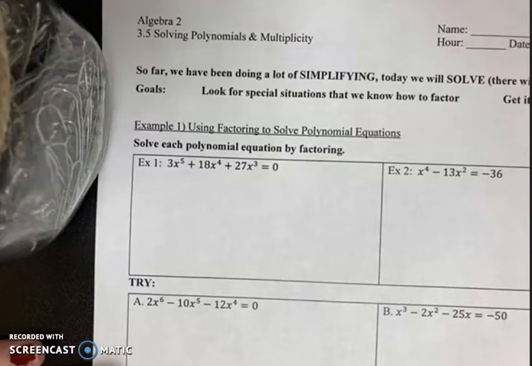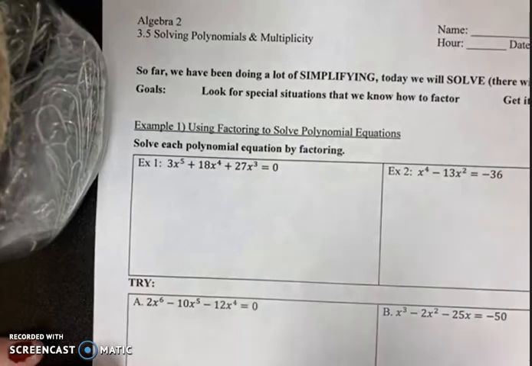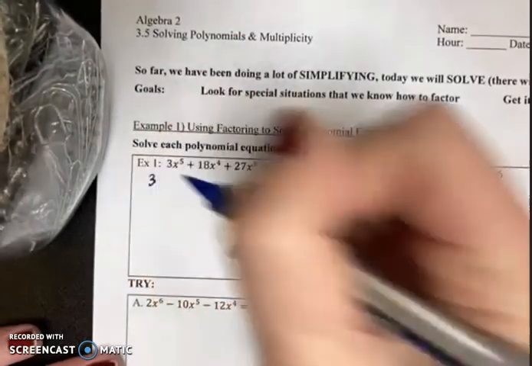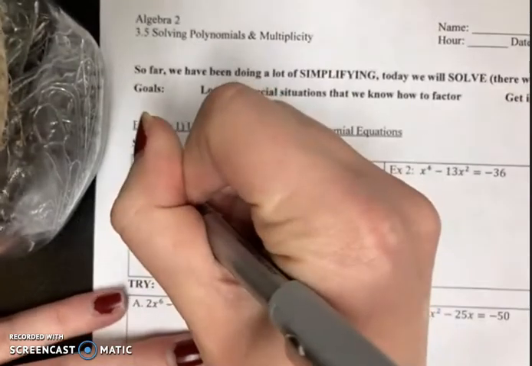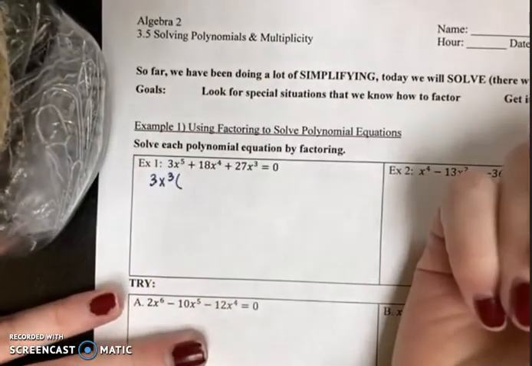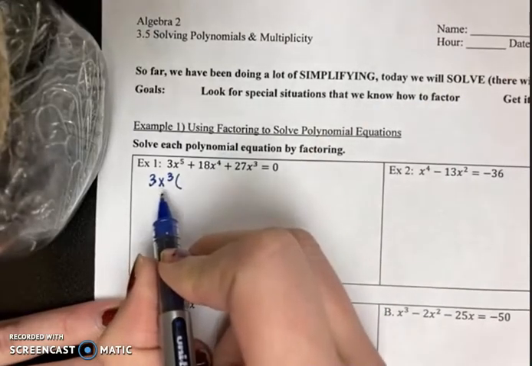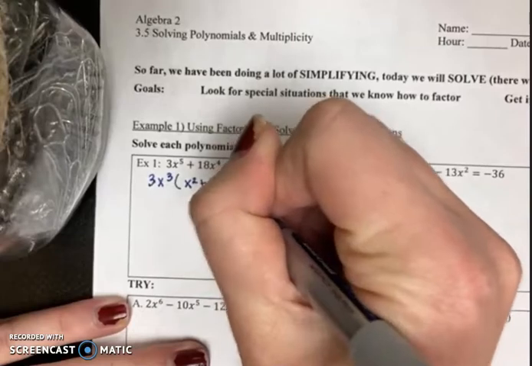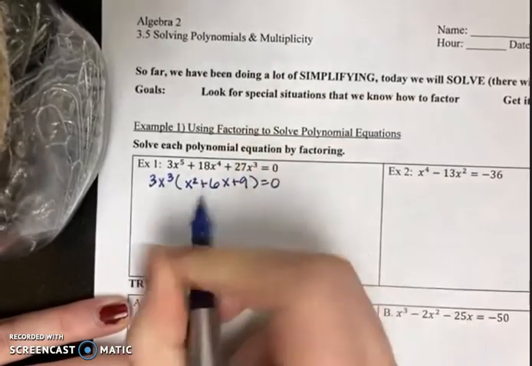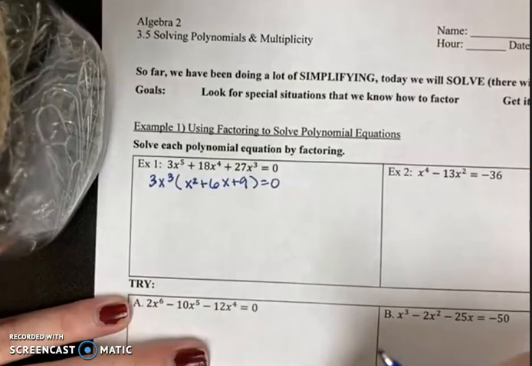The first thing that you should always be doing is checking for a greatest common factor. Looking at all three terms, I see that they are all divisible by 3, and also I can pull out an x cubed. Your GCF doesn't magically disappear, remember. We must write it out front, and in parentheses we need to write what remains, so x squared plus 6x plus 9. So we actually already have gotten it down to a quadratic function just by pulling out a greatest common factor.